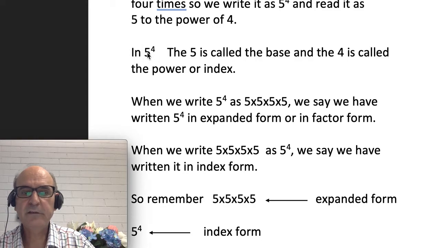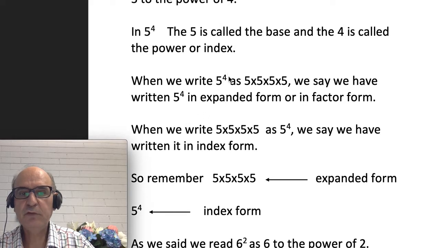If we write 5 to the 4, we also have some words we use with powers and indices. In 5 to the power of 4, 5 is called the base and 4 is called the index or power. So 4 is the index or power, 5 is the base.